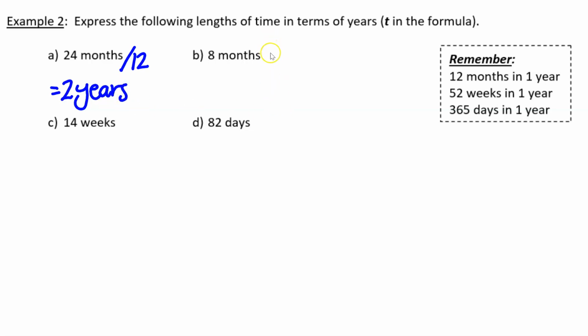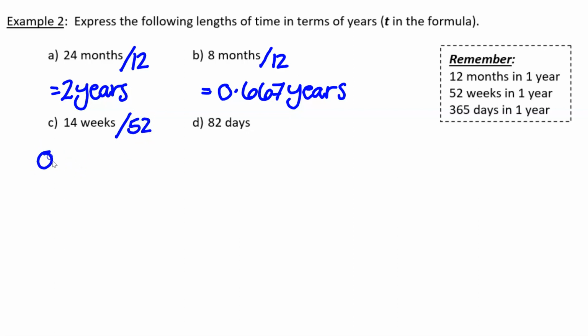All right, now 8 months, again, we divide by 12, and we get that this is 0.667 years. And it's okay if it's a weird decimal like that for years. It has to be that way. You can keep it as a fraction if it makes you feel better. Weeks, there are 52 weeks in a year, so we divide by 52, and we get 0.269 years.